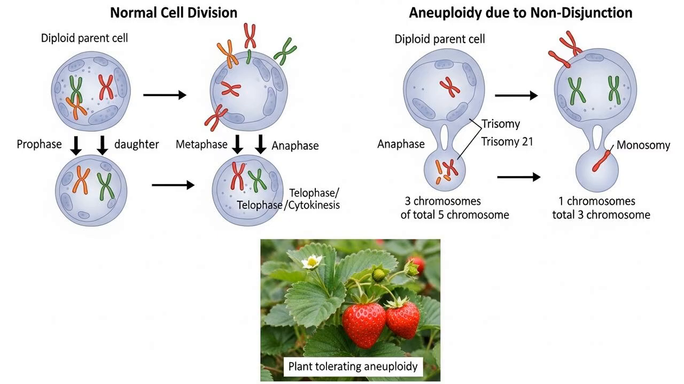Finally, there's a 4th mechanism: aneuploidy. Unlike polyploidy, which involves whole sets, aneuploidy is the gain or loss of a single chromosome.